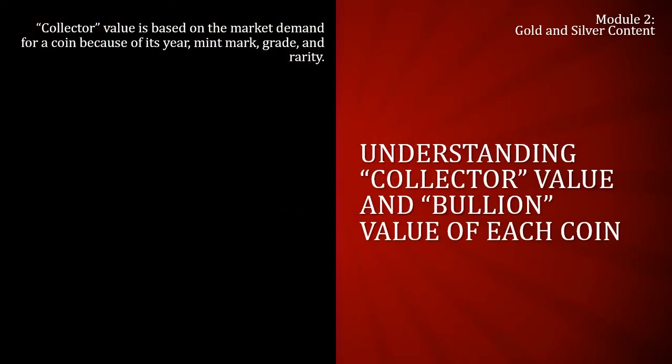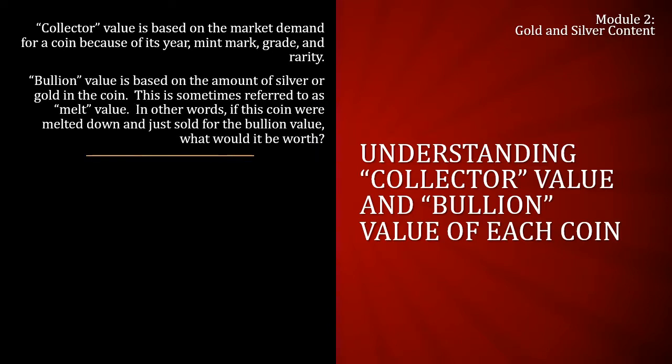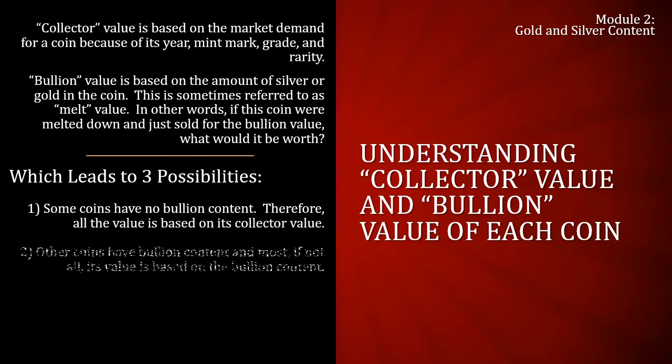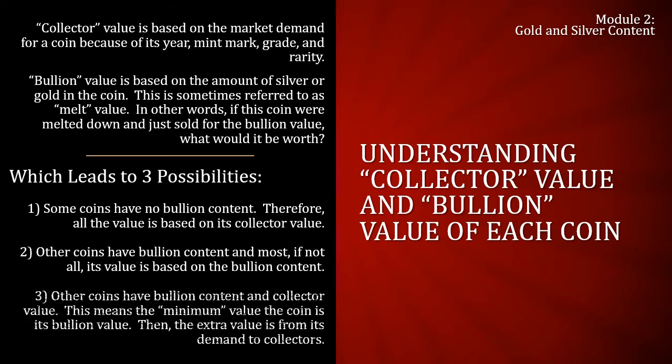Collector value is based on the market demand for a coin because of its year, mint mark, grade, and rarity. Bullion value is based on the amount of silver or gold in the coin. Sometimes this is referred to as melt value. In other words, if this coin were melted down and just sold for the bullion value, what would it be worth?